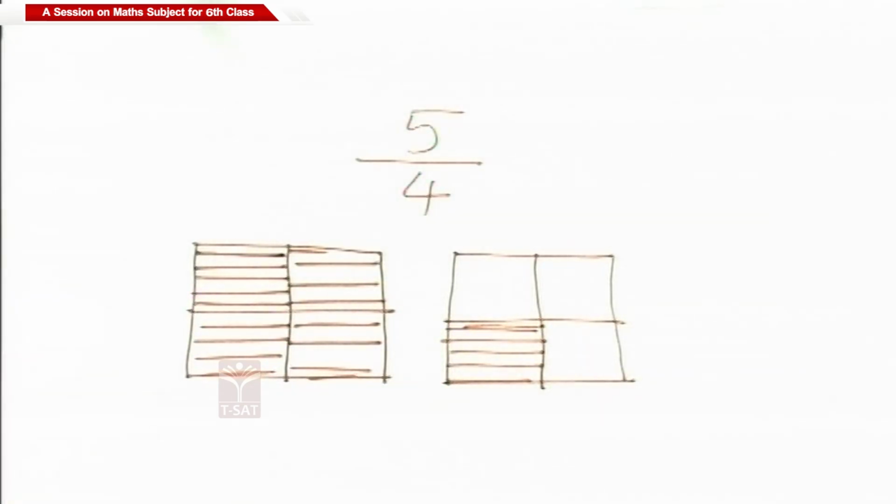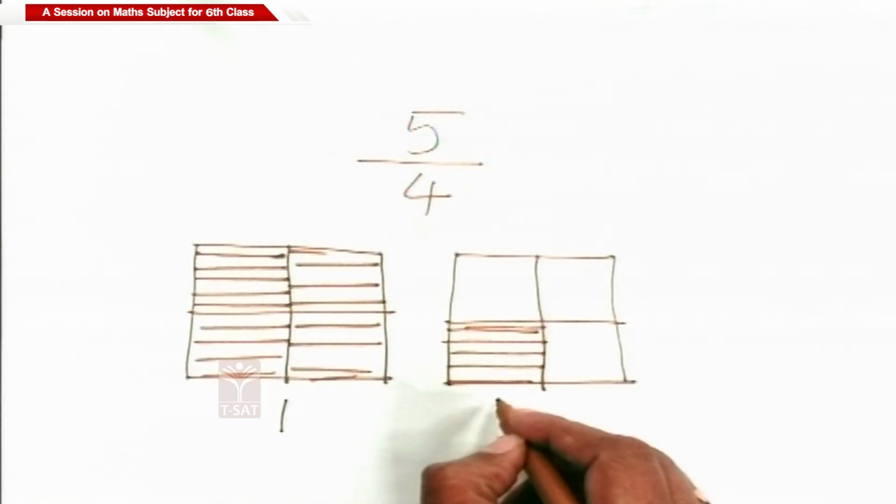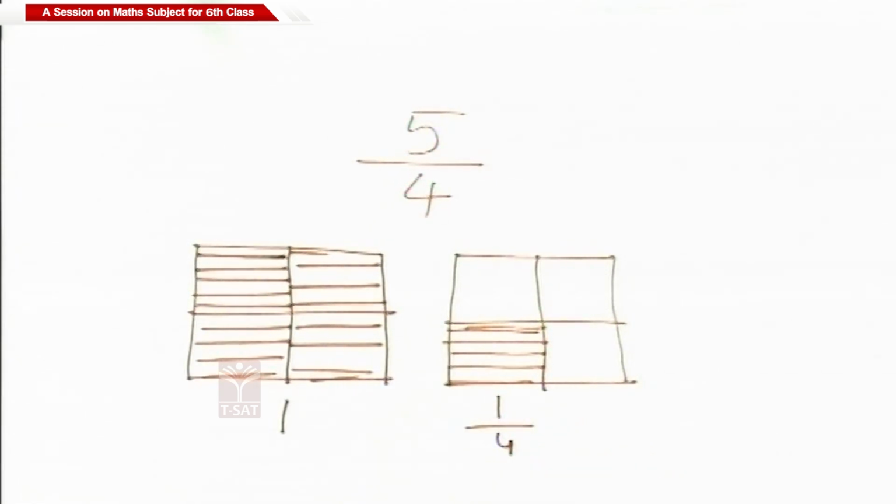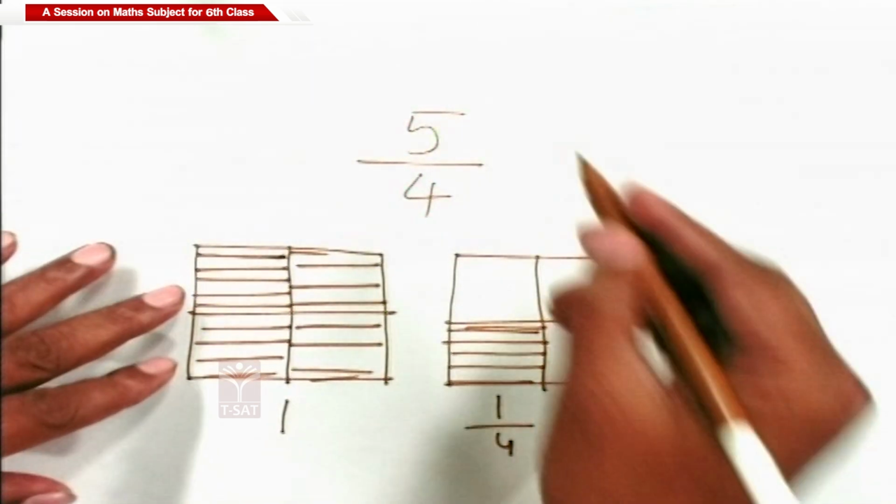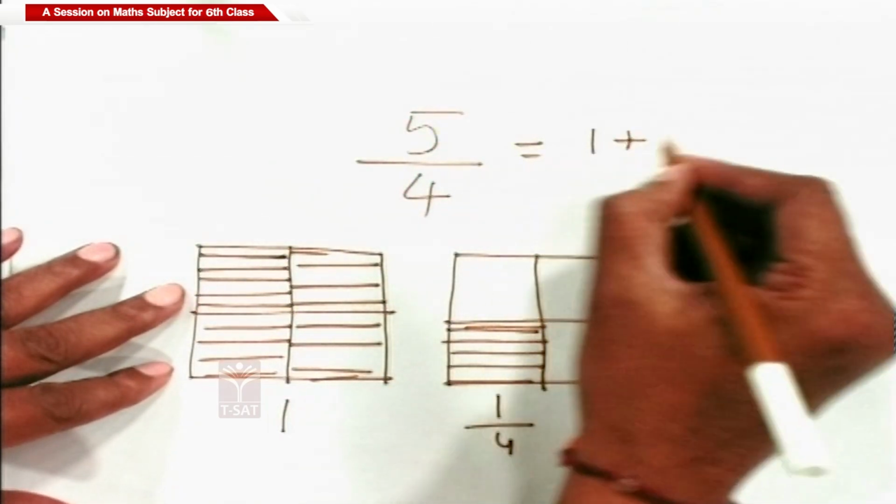So one part is to be taken from the second object. So when we observe that the first object is completely one object. Okay, this is 1, this is 1, and this is the next one, 1/4. That means 1 by 4. Yes. So when we add, this is 1 plus 1 by 4.